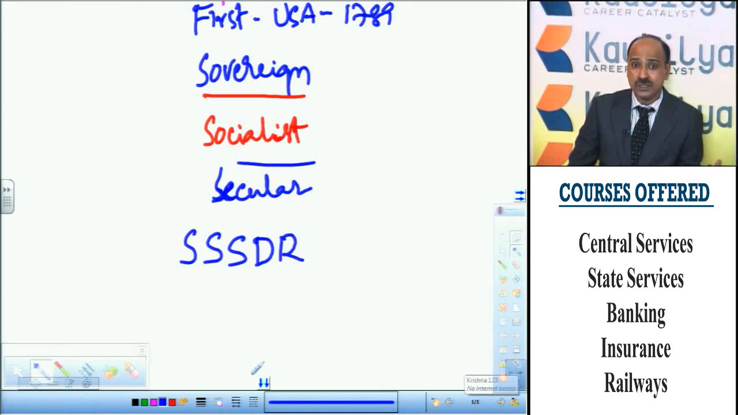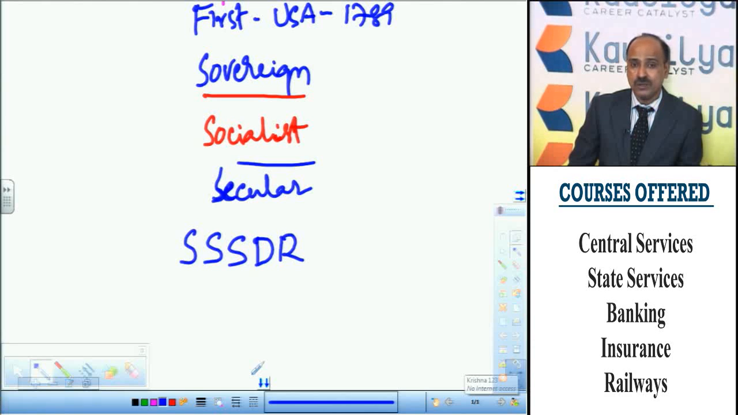Our constitution's nature is partly rigid and partly flexible. Some parts of the constitution are amended very easily. Some parts of the constitution are amended with difficulty. That's why our constitution is partly rigid and partly flexible. Our constitution's base is unitary, but its features are federal. It means partly unitary features are there, partly federal features are there.